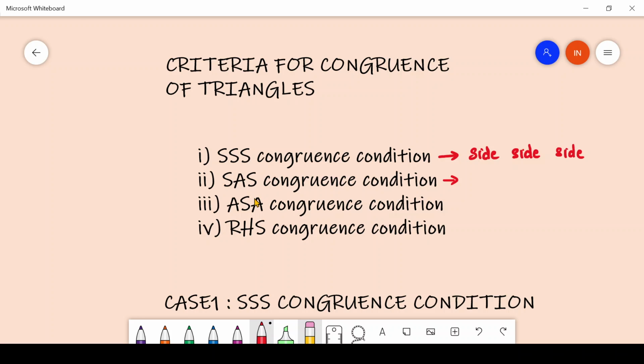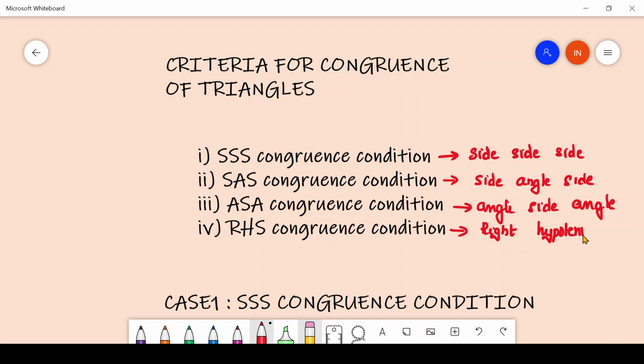What is SAS congruence? SAS means side, angle, side. What about ASA? Very good. Angle, side, angle. And RHS means right angle, hypotenuse, and one side. Okay, so I hope it is clear for you: side, side, side; side, angle, side; angle, side, angle; right angle, hypotenuse, side.